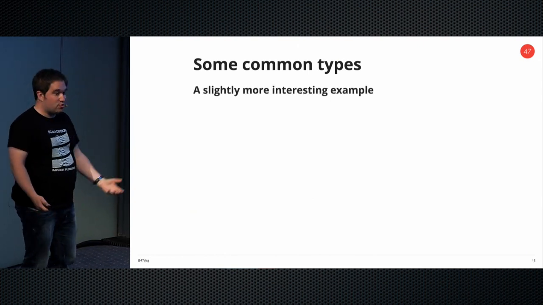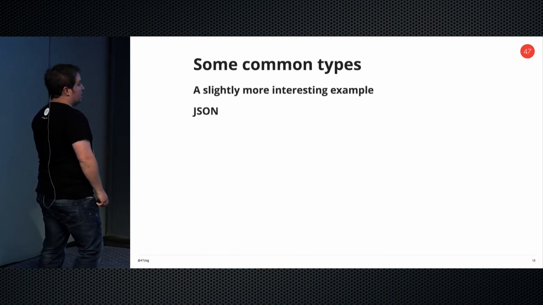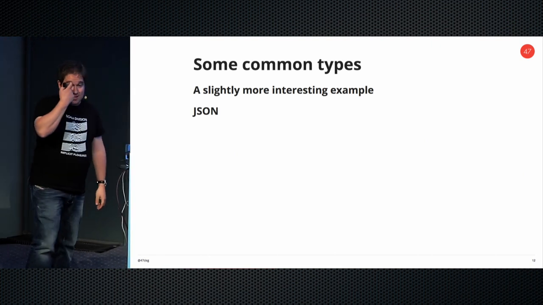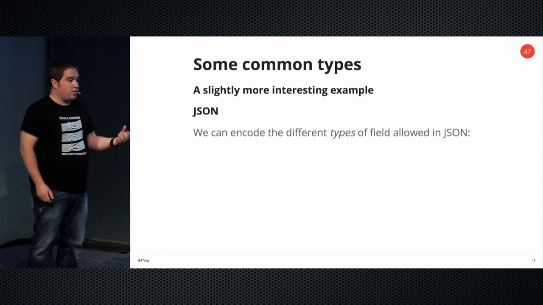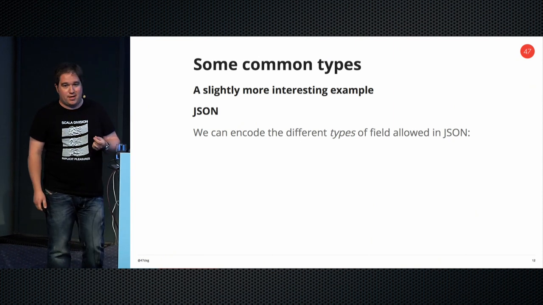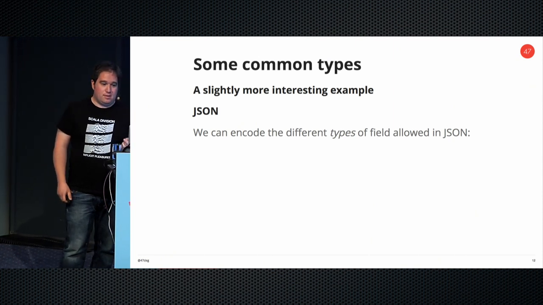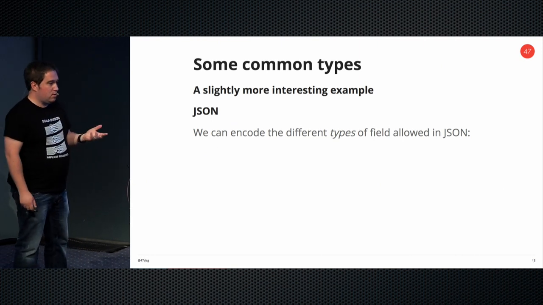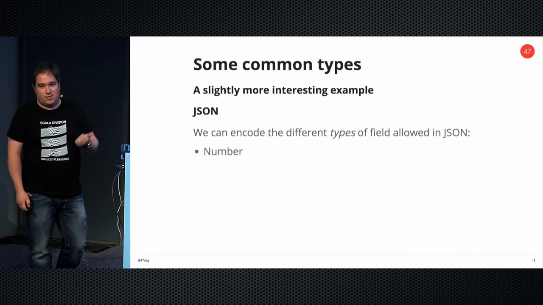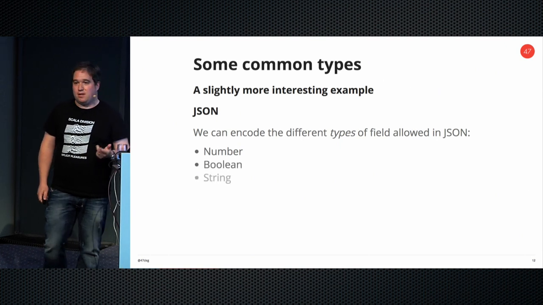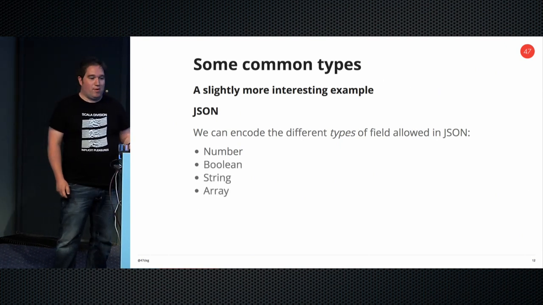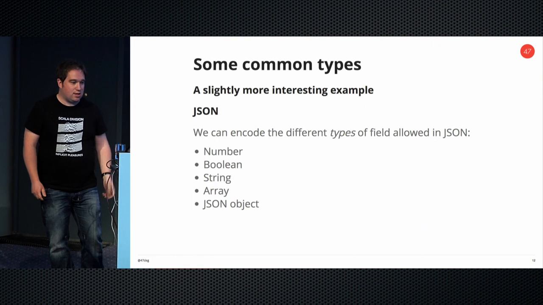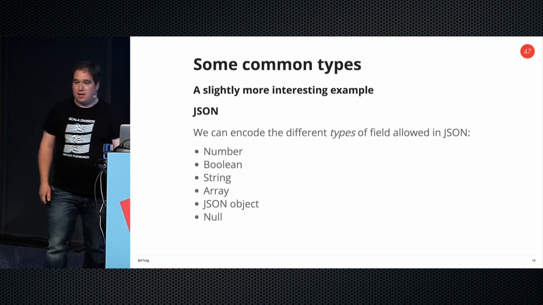So maybe we'll try something a bit better. Maybe we could look at some JSON. We can encode all the different types that JSON can be into an algebraic data type. So JSON can be a number, a Boolean, a string, an array, even more JSON, and of course it can be a null as well.